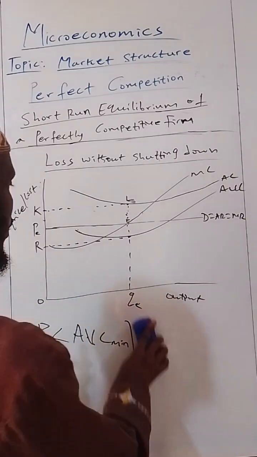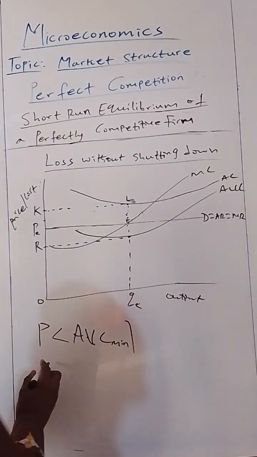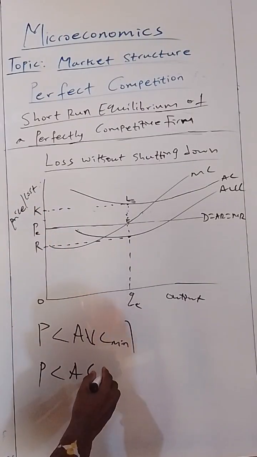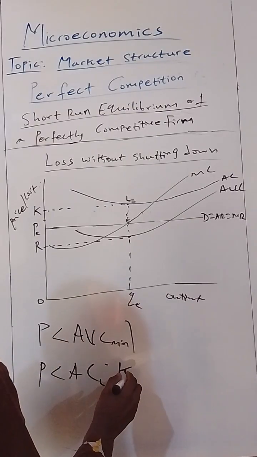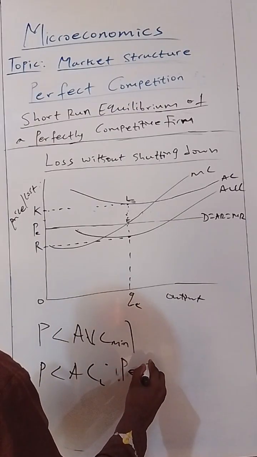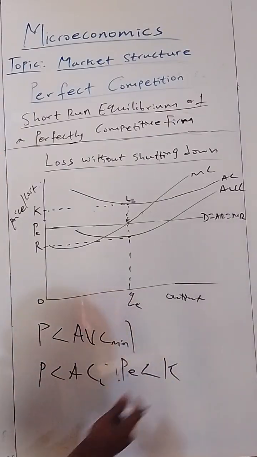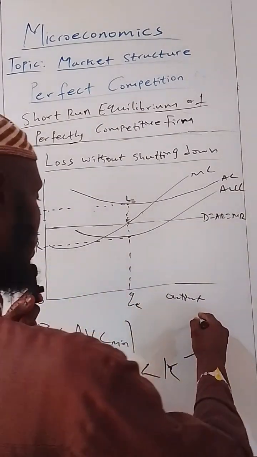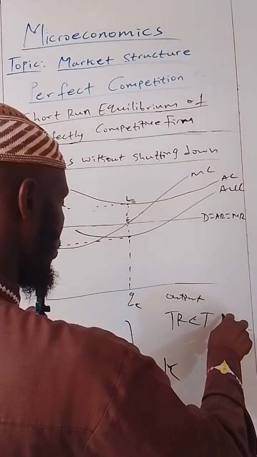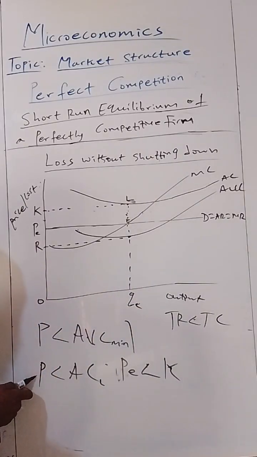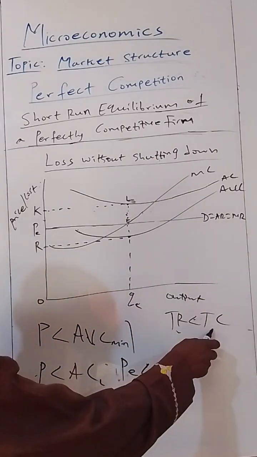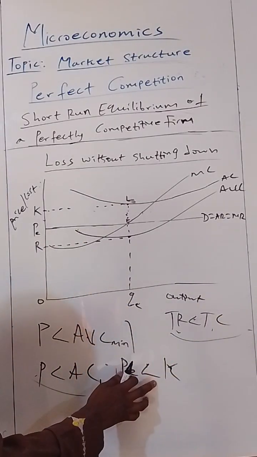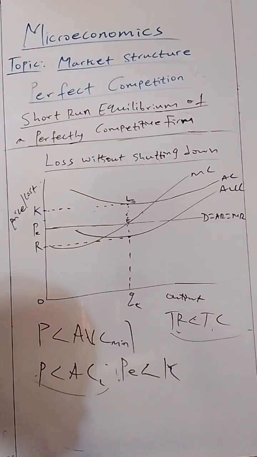Now, you can see that what happens here is that although the price is less than average cost, because PE is less than K, we expect the firm to be making a loss. Because whatever price is less than AC means that total revenue will be less than total cost. When you multiply P by Q, it gives you total revenue. You multiply AC by Q, it gives you total cost. So this holds. In this diagram we have PE less than K, so the firm is making a loss.